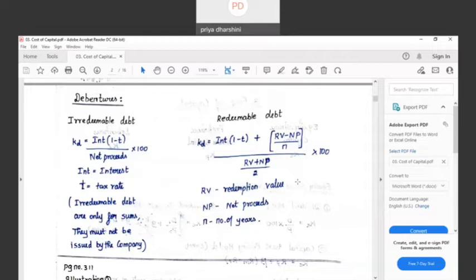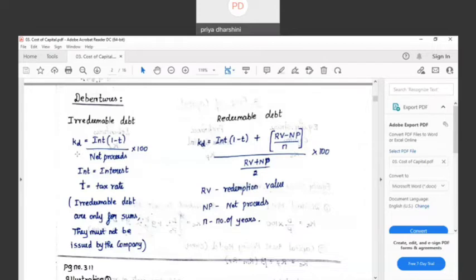Interest is a claimable expenditure in your P&L account for tax purposes. So you will have only the net saving of interest out of taxes. So cost of debt is interest into 1 minus tax, divided by net proceeds into 100. Net of tax only will be your cost.